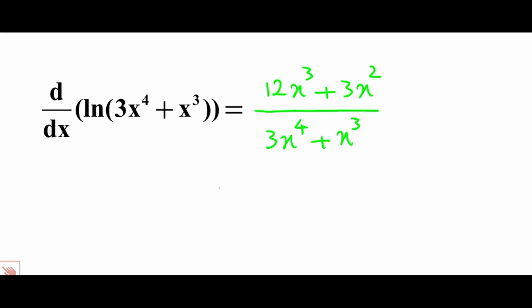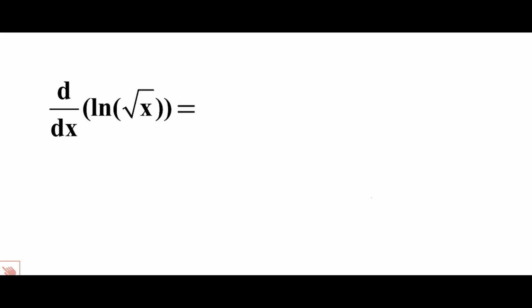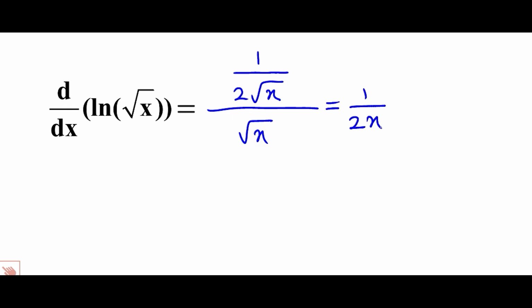Okay? Or the derivative of ln of the square root of x is equal to, the derivative of the square root of x is 1 over 2 times the square root of x, over the square root of x. If we simplify this fraction, we have 1 over 2x.